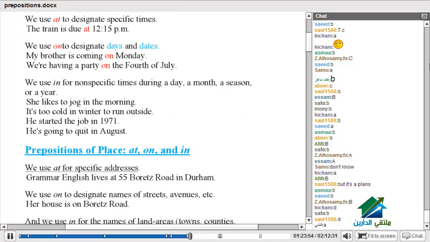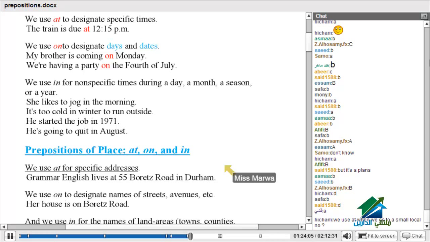Do you have a problem with prepositions or is it easy for you? We use at when you go to a small local. Yes, but you are speaking about place. We will study it now. Don't worry. Okay.